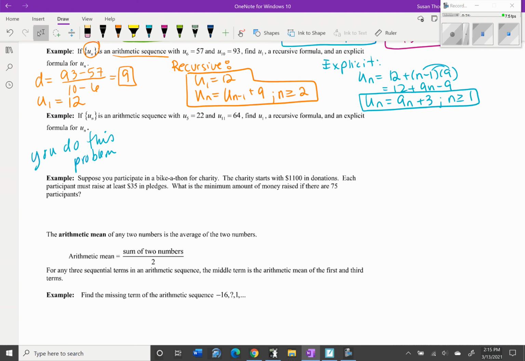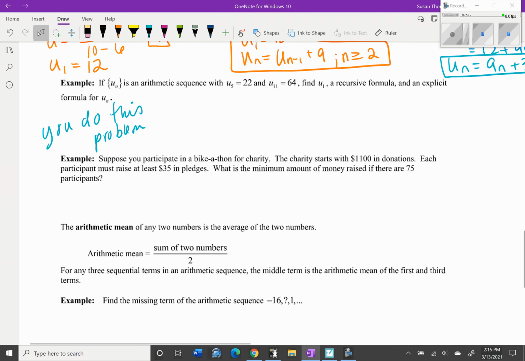All right, so for the next one, it says, suppose you participate in a bike-a-thon for charity. The charity starts with $1,100 in donations. Each participant must raise at least $35 in pledges. What is the minimum amount of money raised if there are 75 participants? So for this one, if we start off with our first term, we can say that we're starting off with the amount for the donations, so 1,100. And our common difference, of course, would be 35.